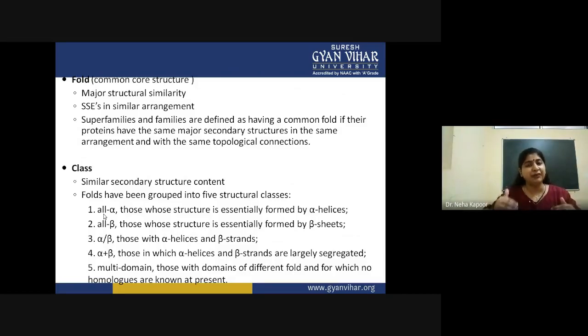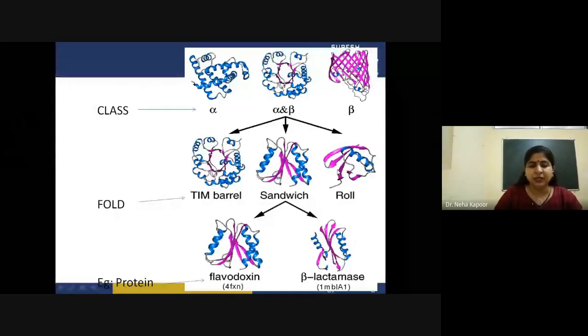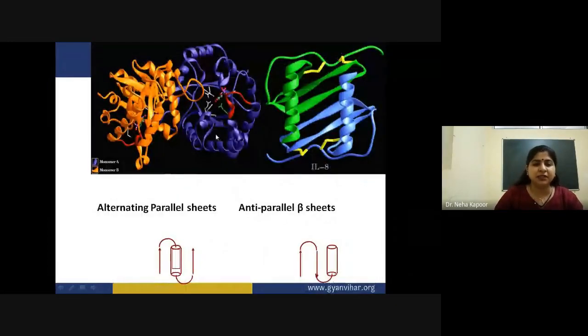Or it can be alpha plus beta, in which alpha helices and beta strands are segregated and combined. Or it can be multi-domain, in which different folds for which no homologs have been reported till now are also formed. So this is the structural part, alpha, alpha and beta, beta, which we have discussed in a previous slide also. Fold is barrel, sandwich or roll. An example, as you can see in the case of sandwich, is flavotoxin or beta lactamase, depending upon the folding pattern. This is an example of a different type, monomer A and monomer B.